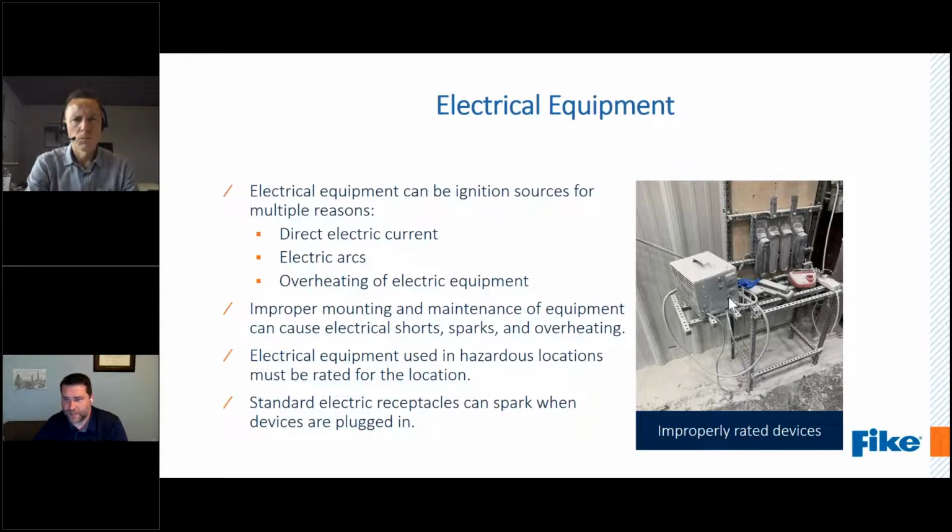As you can see from the example here, everything here is wrong. Based on the dust that's present, that's at least a zone 22, and none of that equipment is going to be zone 22 rated. It's not stamped, it's not certified, so it's the incorrect equipment.